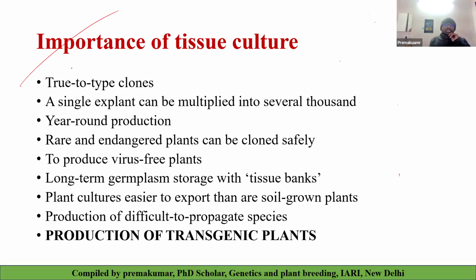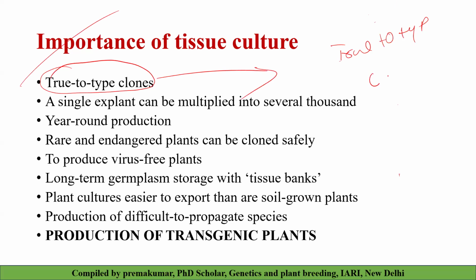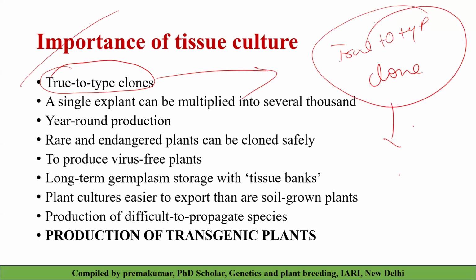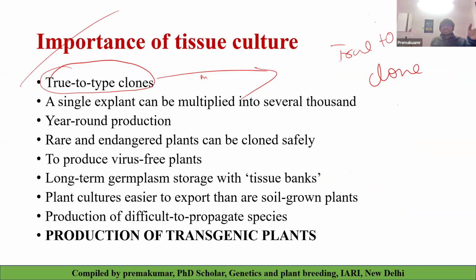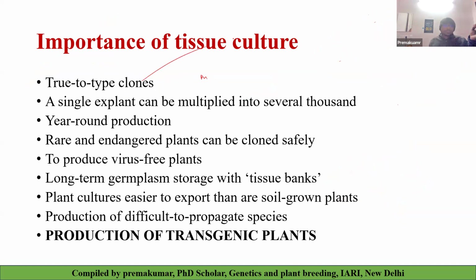Then, what is the importance? We can generate true-to-type clones. What are true-to-type clones? What does it mean? Exact replica. For example, you are using meristem culture. Normally in banana nowadays there is so much demand for micropropagation. There are so many projects going on. If you give a sample, you mass multiply it and sell it. You just have to screen for virus, and you can sell. You can generate true-to-type clones. A single explant can be multiplied to several thousand.